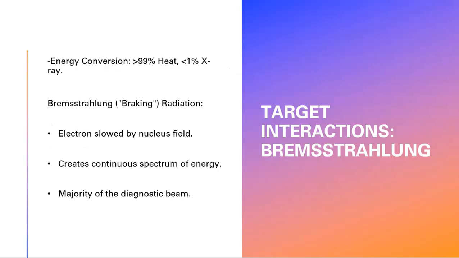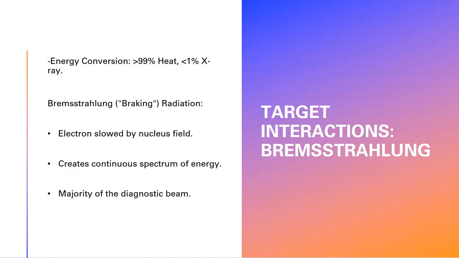Now, we move on to the anode for the actual creation of the X-ray. The first method, which accounts for the majority of our beam, is Bremsstrahlung, or braking radiation. Imagine a high-speed electron flying towards the nucleus of a tungsten atom, like a comet approaching the sun. The nucleus has a strong positive charge that acts like a giant magnet.